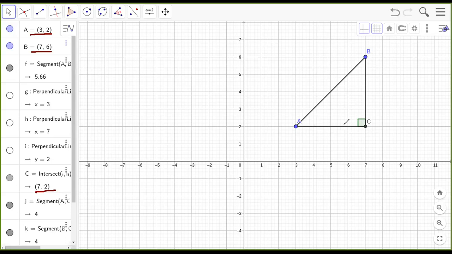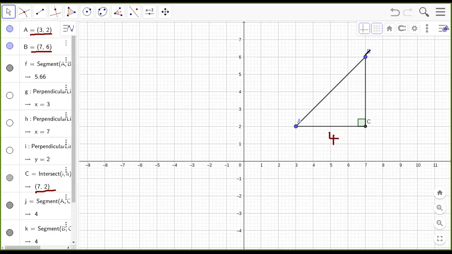Now, because these two are lying on the same horizontal line, can I find the distance between A and C? You can just read it from the graph also. The distance between them is 4 because the x coordinate of A is 3, you're seeing it there, and the x coordinate of C is 7. So 7 minus 3, you can see there are 4 boxes in between A and C. So the distance here is 4 units.